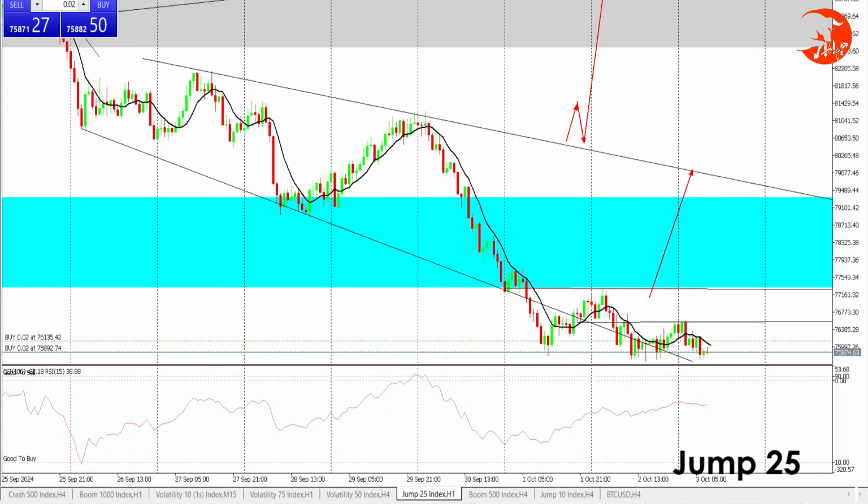Why do I say it's a descending triangle? Look at that. That's a low that gave us that high. This is a low that gave us that high. And all these 3 points are on the same level. That becomes our descending triangle.